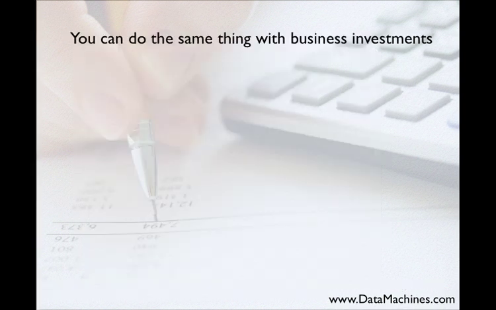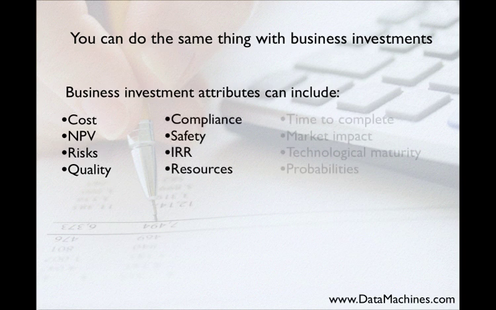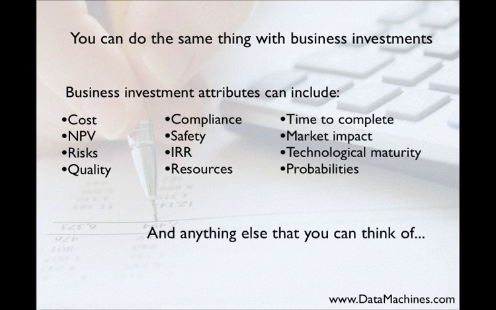Now that you've seen the fundamental concepts of ranking choices using Optsee, you can see that you can do the same thing with business investment choices and projects. For example, you can use attributes such as cost, net present value, human resource requirements, market impact, risks and probabilities, anything that you can think of that's important to your business.